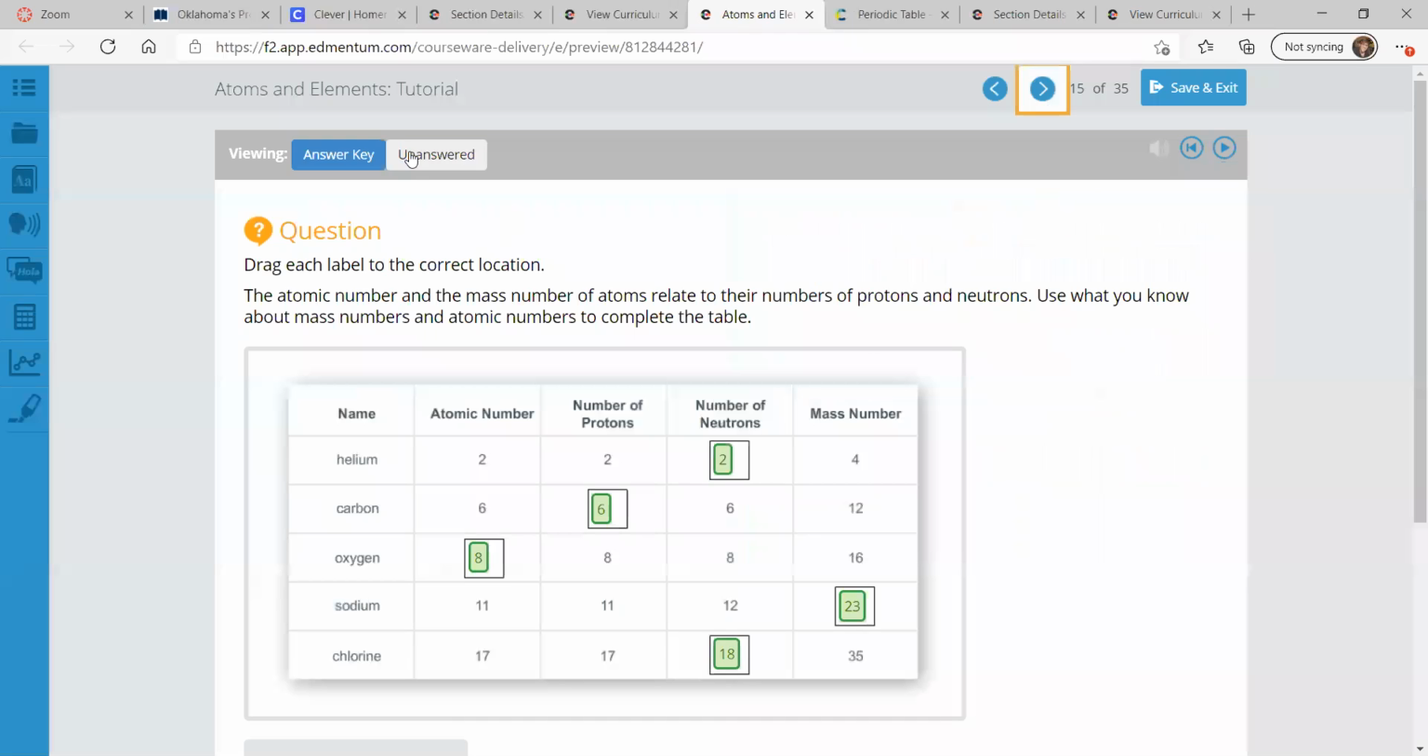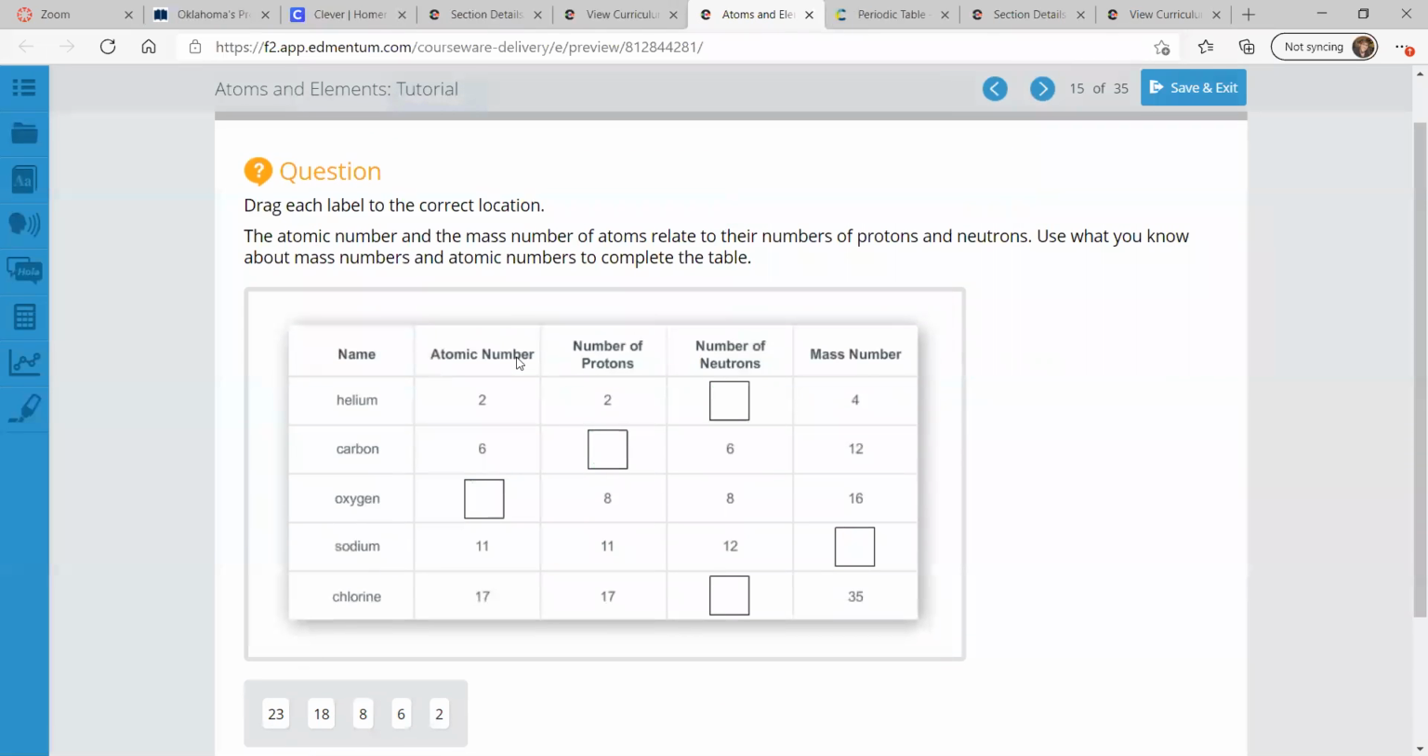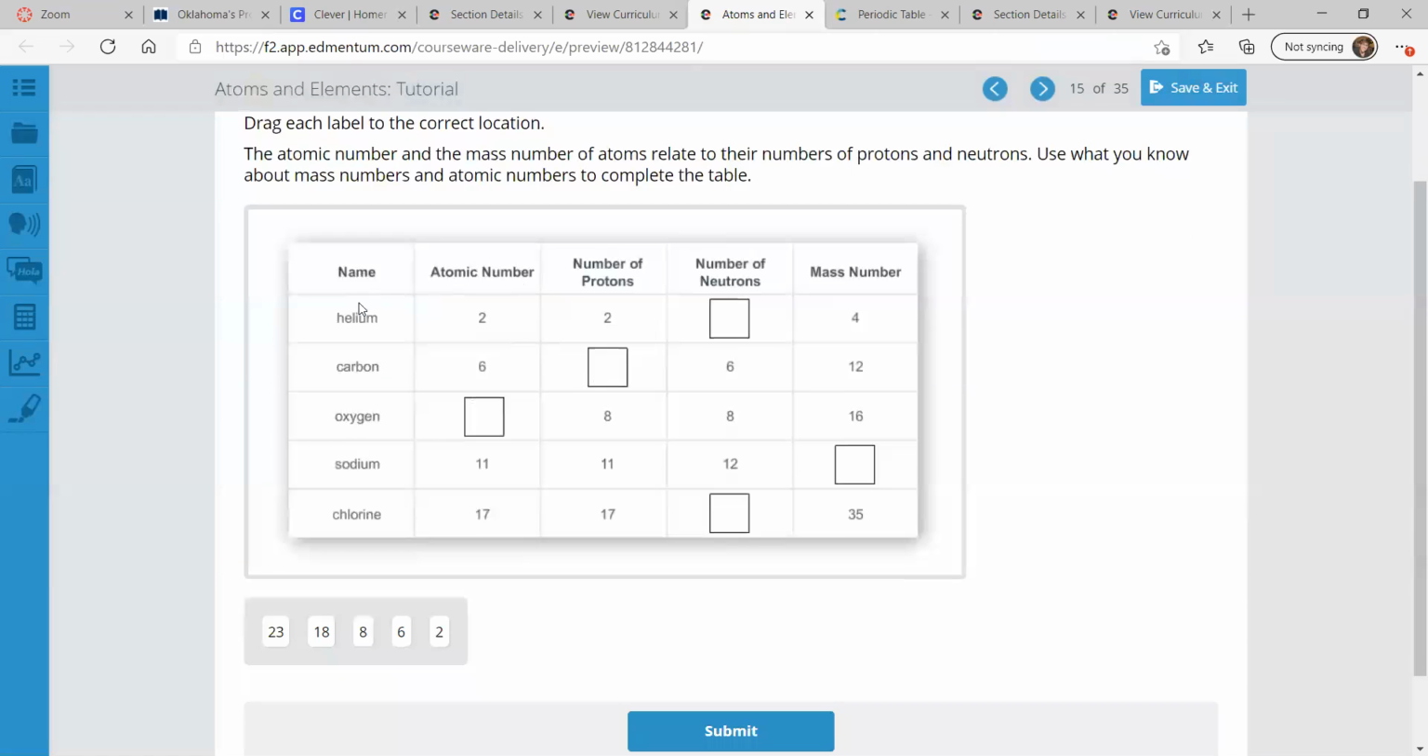And now we have, oh no, okay. So we have another question. We have helium, carbon, oxygen, sodium, and chlorine. And we have their atomic numbers, number of protons, number of neutrons, and mass number. So we're going to use this information and our knowledge that we just learned to fill in the blanks.